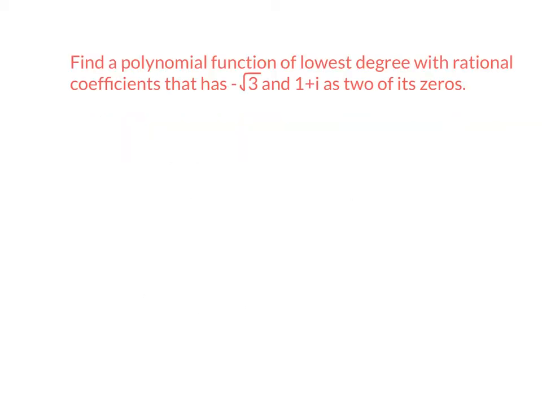All right, last slide here. Doozy though. Find a polynomial function of lowest degree with rational coefficients, with zeros negative square root of 3 and 1 plus i. So here's what my zeros really are. If negative square root of 3 is a 0, that means positive square root of 3 is a 0. If 1 plus i is a 0, automatically that means 1 minus i is a 0.